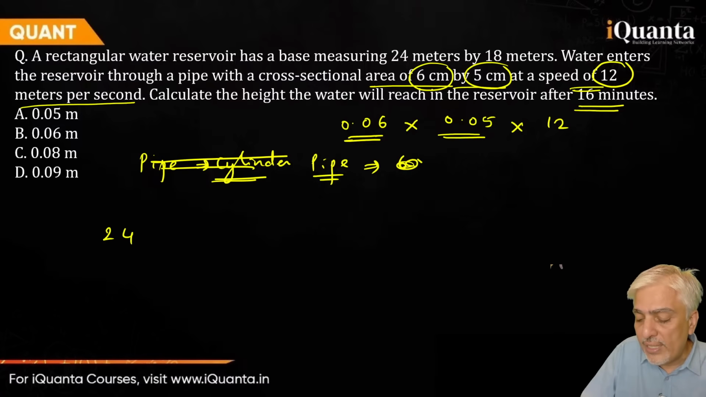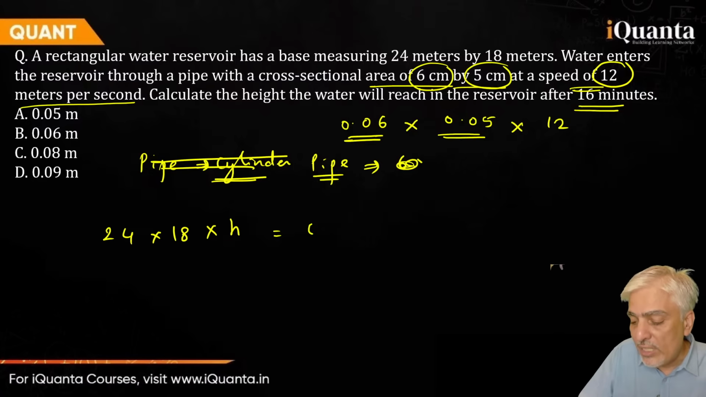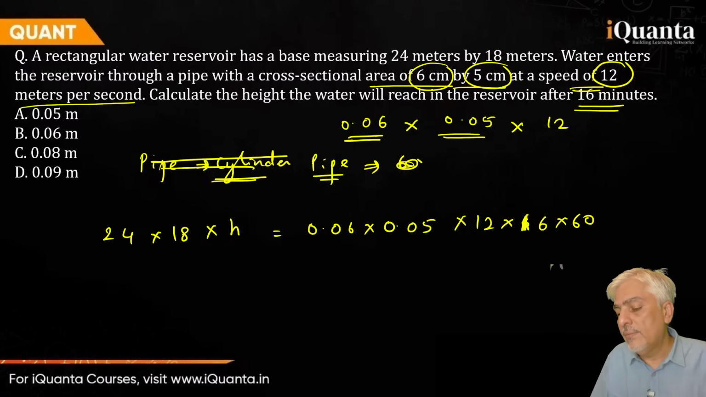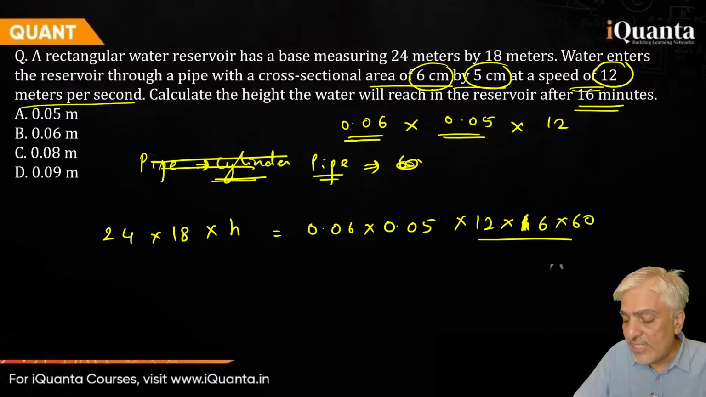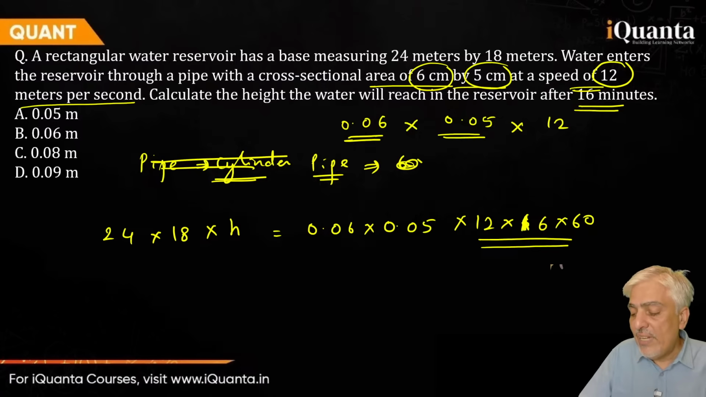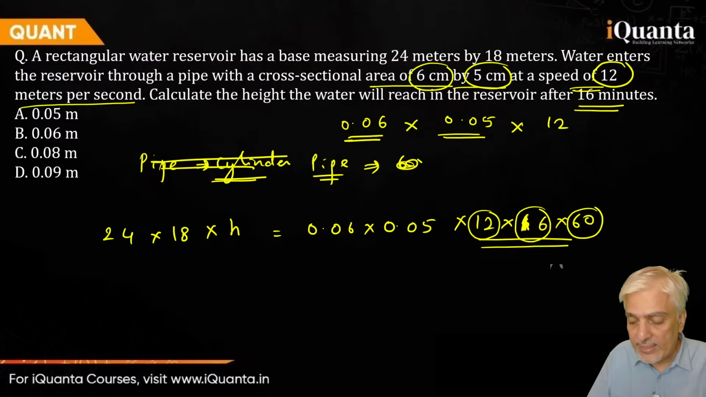So 24 into 18 into h, which is the answer we want, will be 0.06 into 0.05 into 12 into 16 into 60. This is very important. Understand this part carefully. 12 into 16 into 60. How did we get that? That is important. Because 12 was the speed for 16 minutes and converting minutes to seconds.